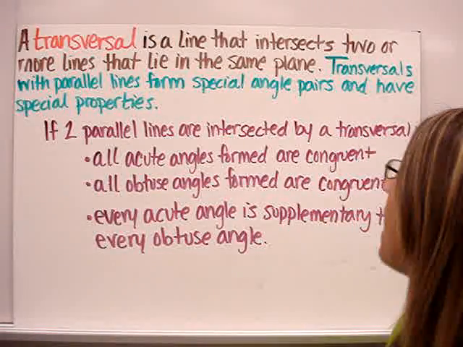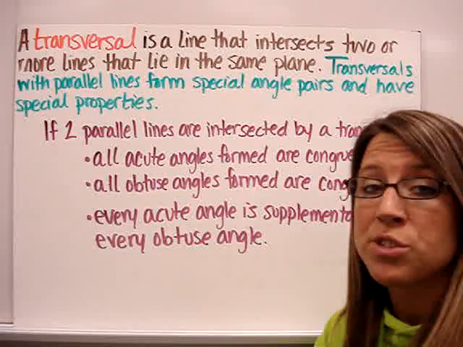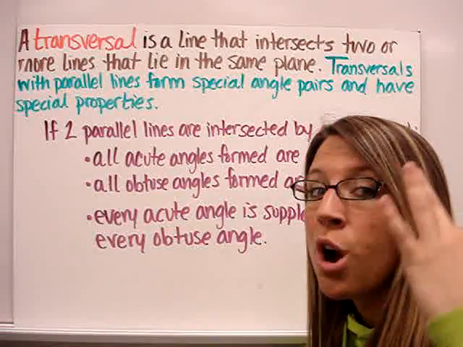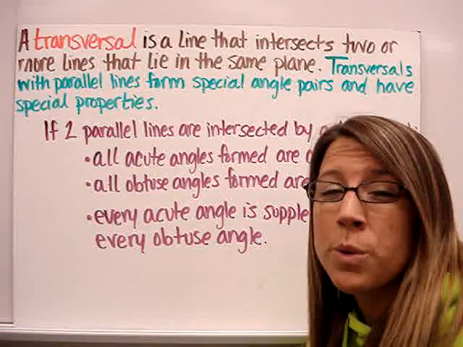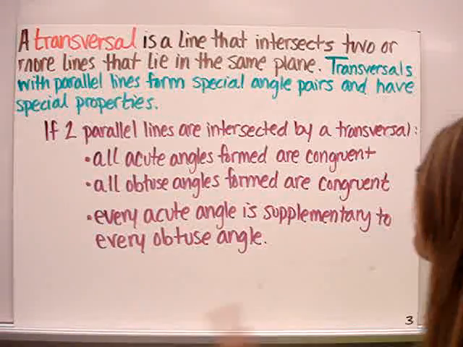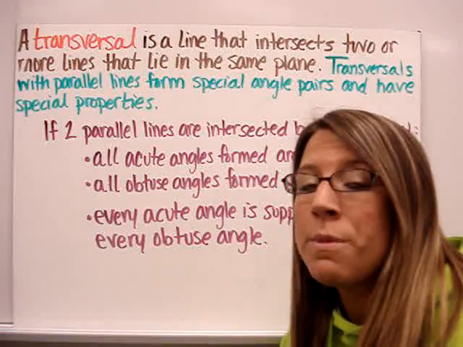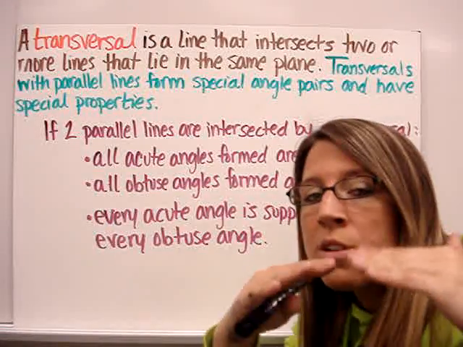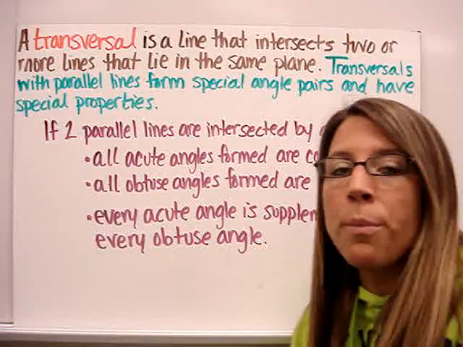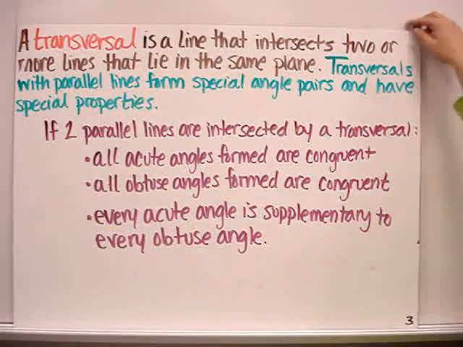If two parallel lines are intersected by a transversal, then these three things are always going to be true. All of the acute angles that are formed will be congruent with each other. All of the obtuse angles that are formed will be congruent with each other. And then your acute angles paired with your obtuse angles will always form a supplemental pair. Okay?